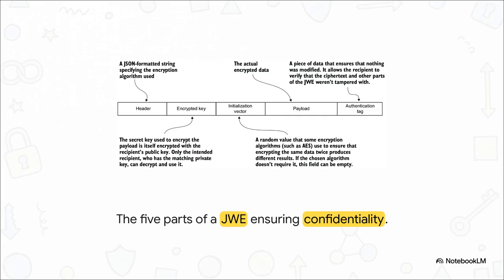Oh, and it's definitely worth noting that if you're using direct encryption with a pre-shared key, that second component, the encrypted key, might actually be omitted. That's why you might sometimes see a JWE string with 2 consecutive dots in it.